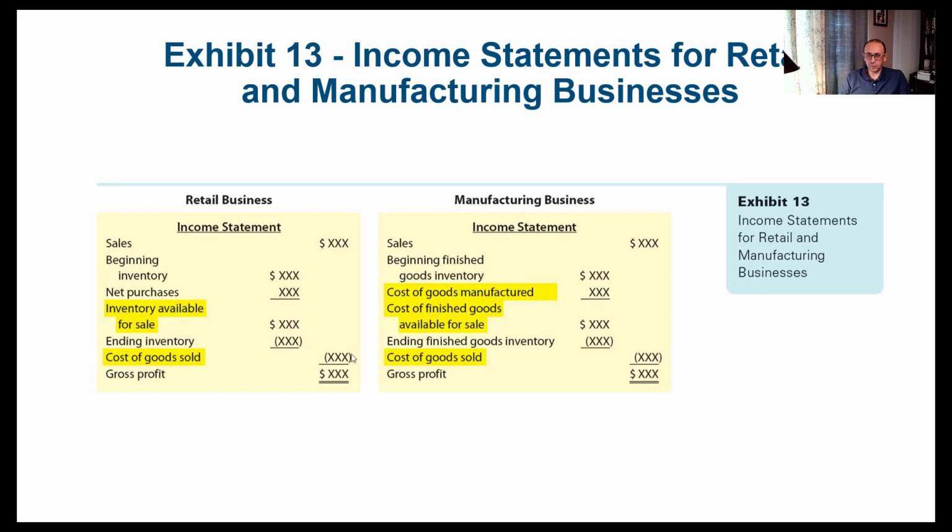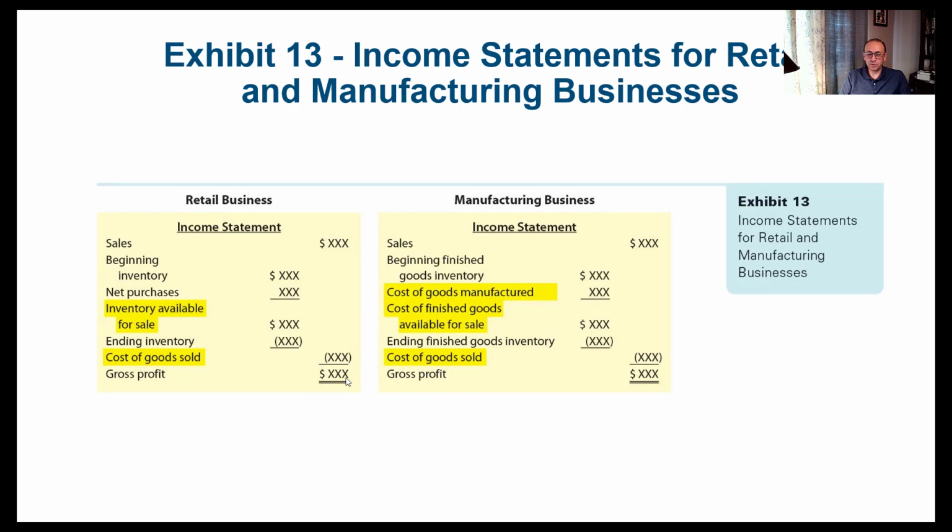So think about it. We had 5 items. We purchased another 2 items. So we have 7 available for sale. We sold 4. Then the leftover would be 3. So when we deduct the ending inventory of 3 items, we get the cost of goods sold, which is 4. We subtract the cost of goods sold from the sales to get the gross profit.